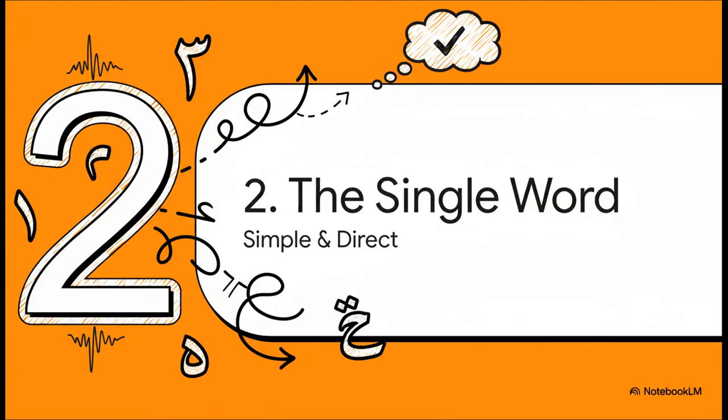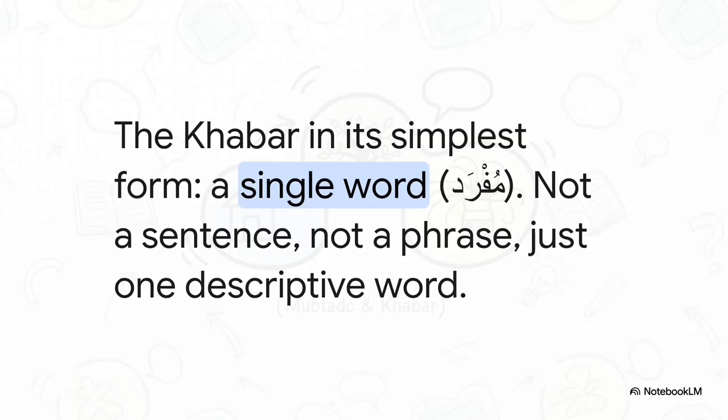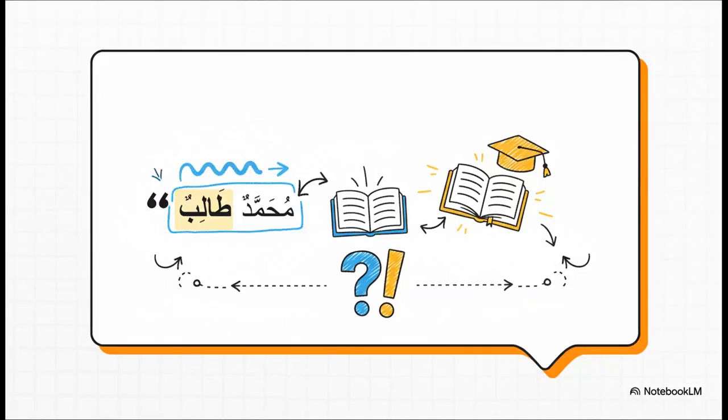All right, let's kick things off with the first and, honestly, the most common type of khabar. This is the simple, straightforward one that you probably learned first. We're talking about the khabar as a mufrad, which literally just means single. So it's not a whole sentence, it's not even a phrase, it's just one powerful descriptive word that gets the job done. For instance, look at Muhammadun Talibun. Our subject, our topic, is Muhammadun, that's in blue. The news about him, the khabar, is that single word Talibun, meaning a student, and you can see it right there in orange. Boom, simple, clear, and direct.